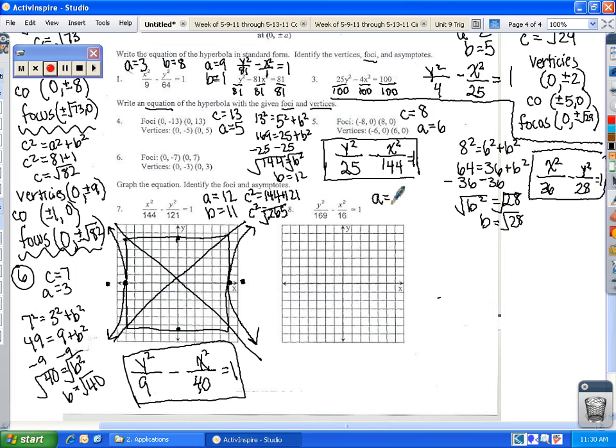Moving on to number 8, again, the first number is always associated with a. So a equals 13, which is the square root of 169. B equals 4. Since the a value is with the y-axis, the y-axis is going to be the transverse axis, the main axis here. So again, counting by 2s, 2, 4, 6, 8, 10, 12, 13 is going to be all the way here at the ends. And then 4 is going to go here and here. And draw your rectangle.